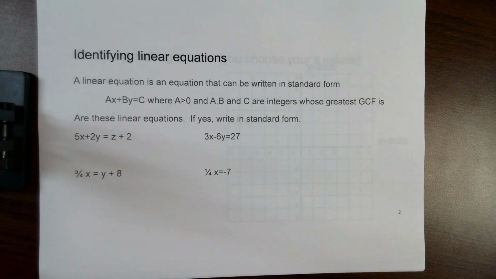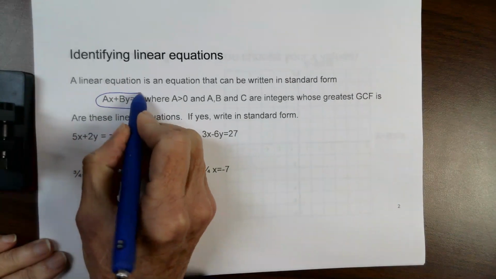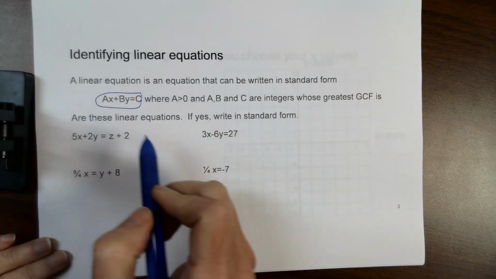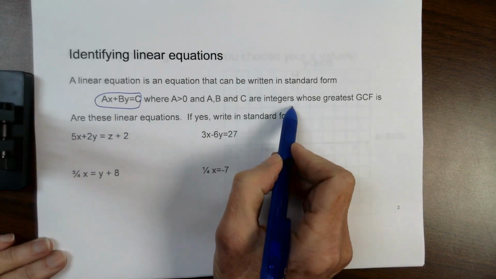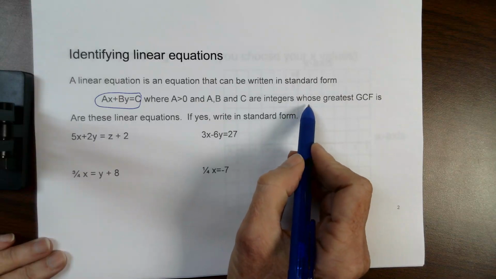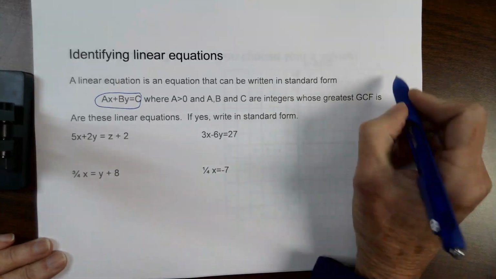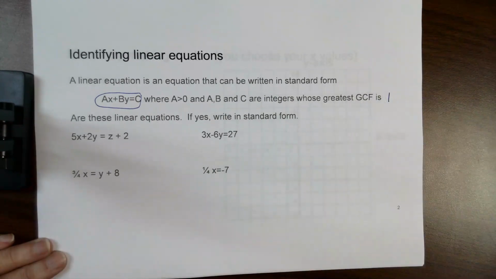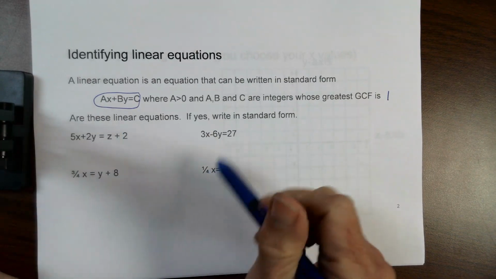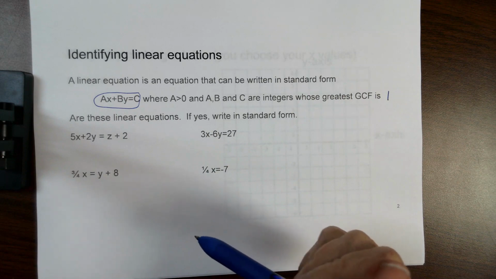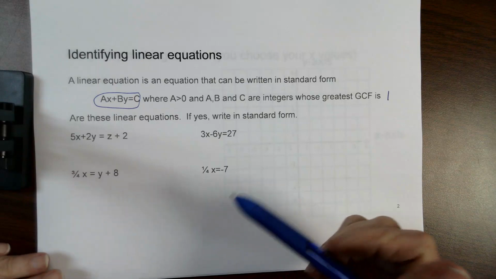And all linear equations can be written in standard form. This is your standard form, where the a is a positive number, and a, b, and c are whole numbers, so integers, no decimals, no fractions, whose greatest common factor is 1. So we want to be able to look through these equations, decide whether they are a linear equation, and if they are, to put them in standard form.